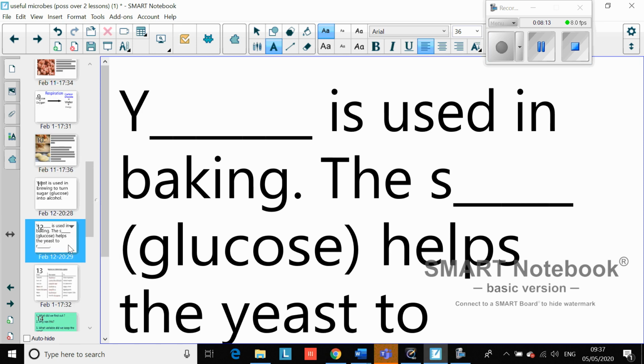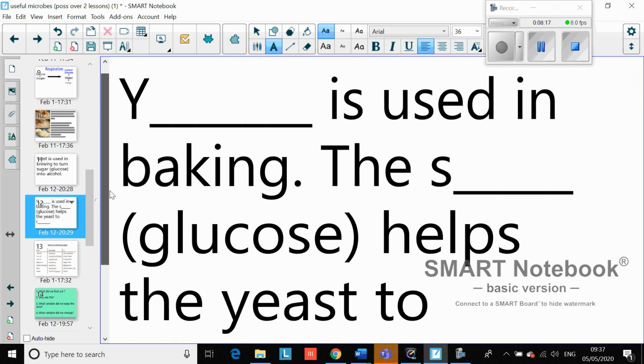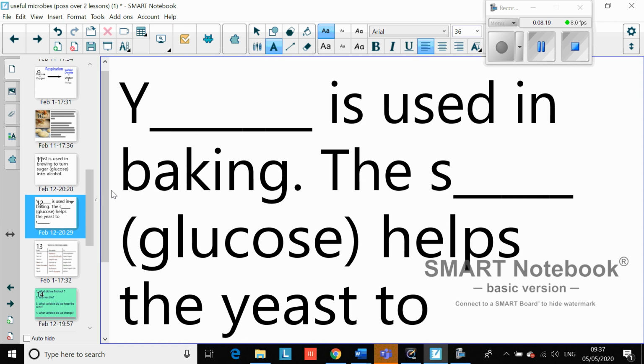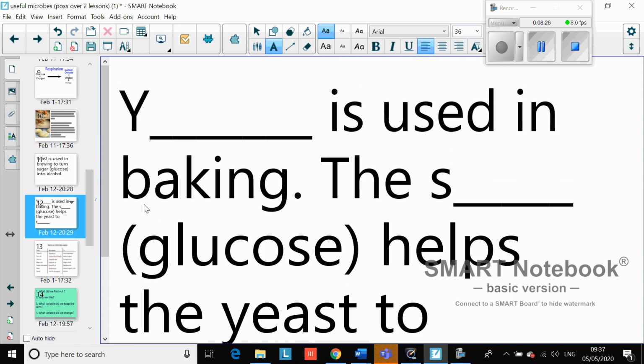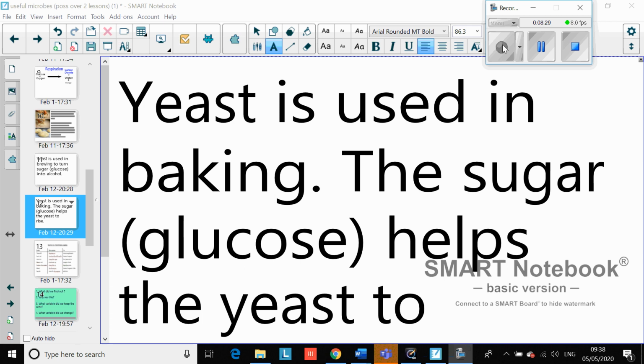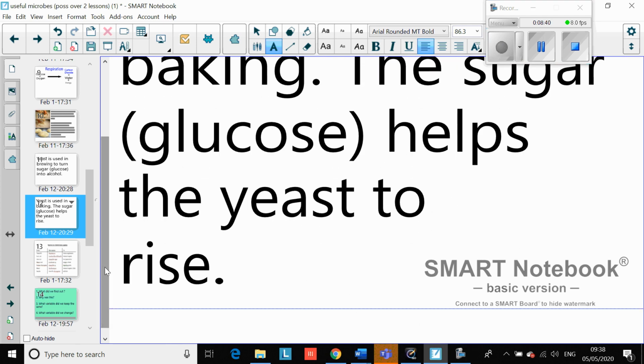Okay, and to test your knowledge for a second time, try this one. Yeast is something is used in baking. The something, glucose, helps the yeast to something. Beginning with R, what is it? Okay, pause the video and try that one. Right, I realised I gave the game away a bit on the first one. But yeast is used in baking. The sugar, glucose, helps the yeast to rise.